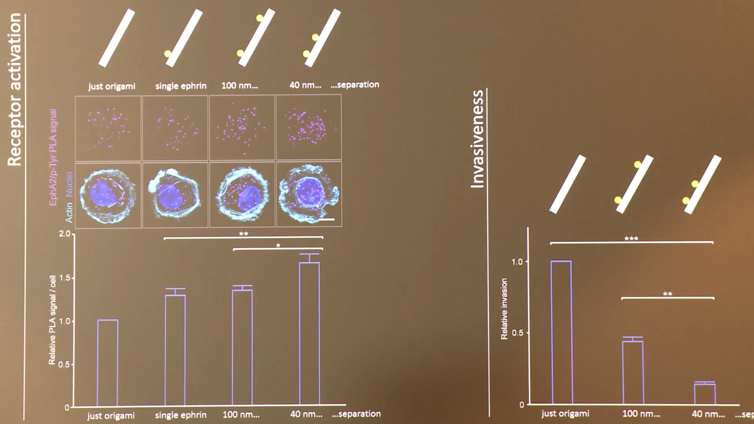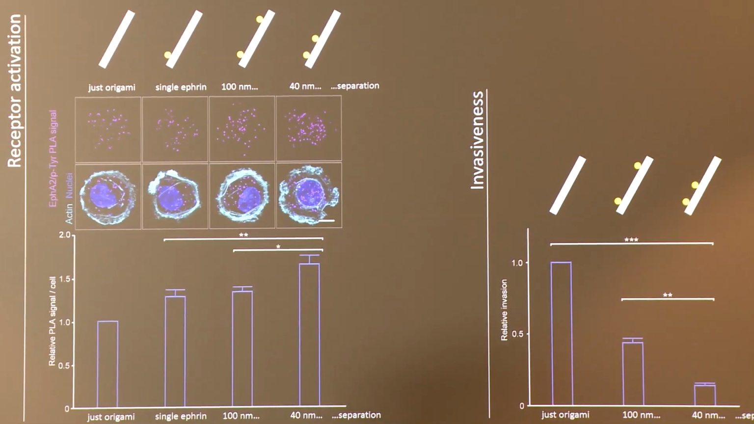So we discovered that breast cancer cells did react differently if we fed them with ephrins separated by 40 nanometers compared to ephrins separated by 100 nanometers. And the Eph receptor activates to a higher degree.